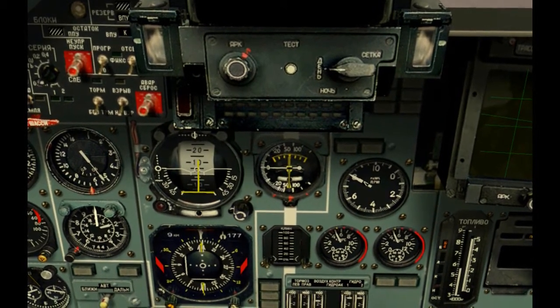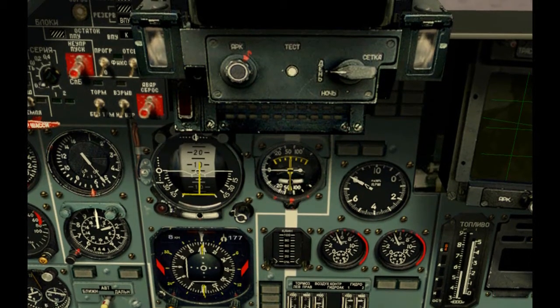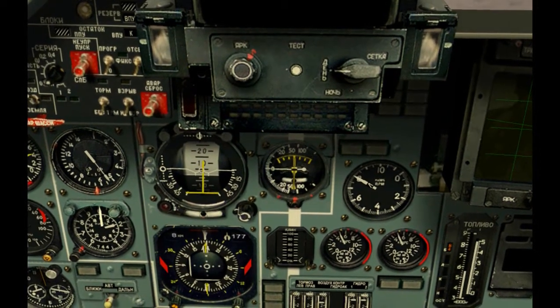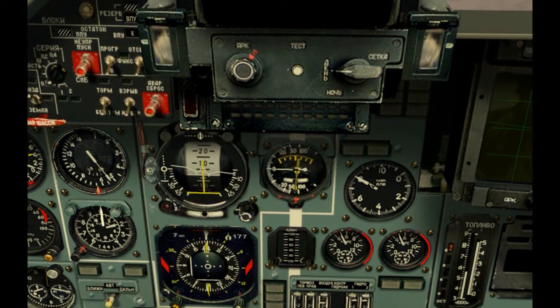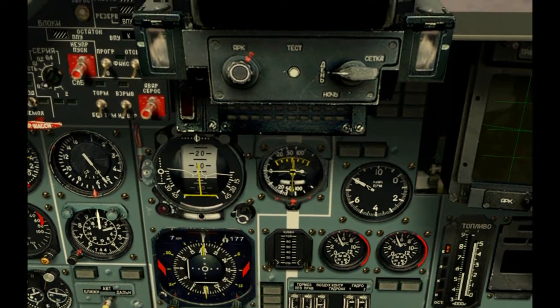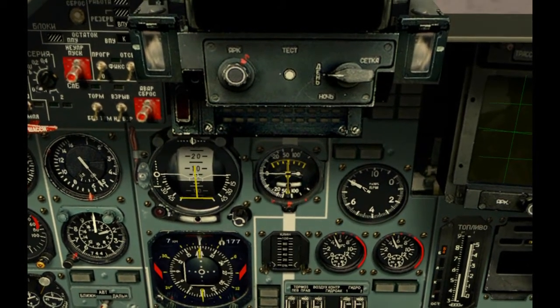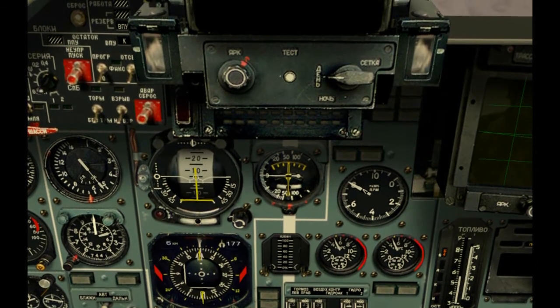To fly just the course, all you have to do is line up the vertical needle, as I'm doing now. This is exactly the same way you'd fly if you were looking at the director circle on your HUD. Become accustomed to the ADI because it'll be your backup when your HUD goes down.